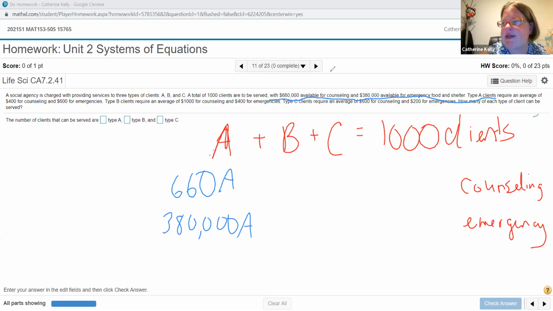The next one says it's an average of 400 for counseling. Oh, my bad. 400 for counseling and 600 for emergency for type B. Oh, wait a minute. I didn't do that right. You see what I did? Let's undo that. Undo, undo, undo.